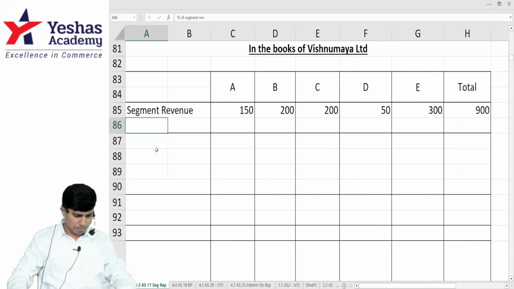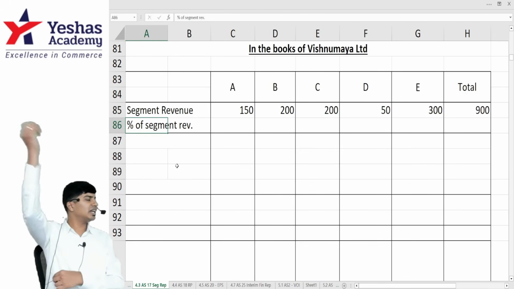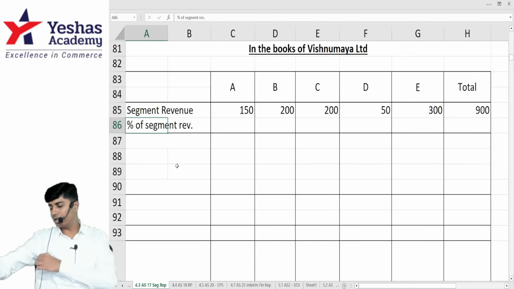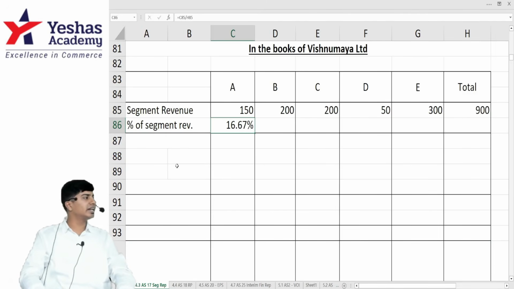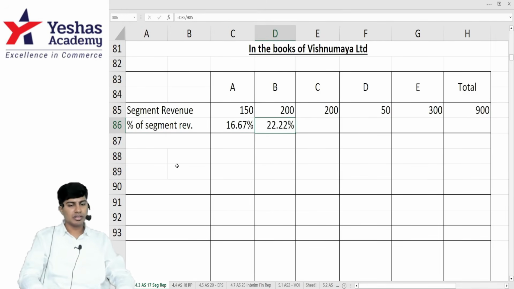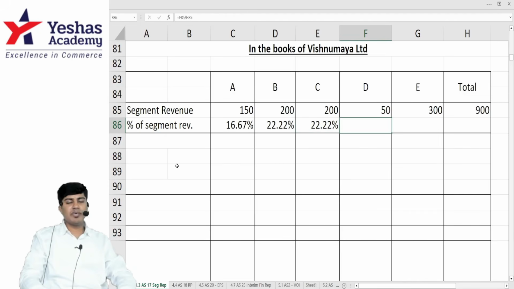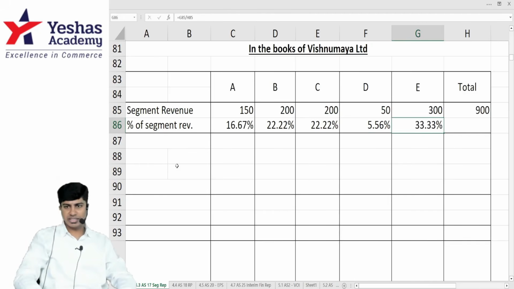Now I'll identify percentage. Shall we do percentage? 150 divided by 900 into 100, 16 point. 200 divided by 900 into 100. 200 divided by 900 into 100. 50 divided by 900 into 100. 300 divided by 900 into 100. That's it. We've done this.